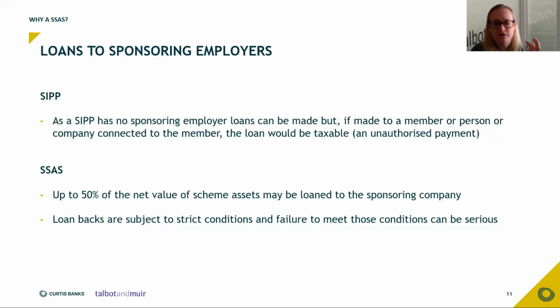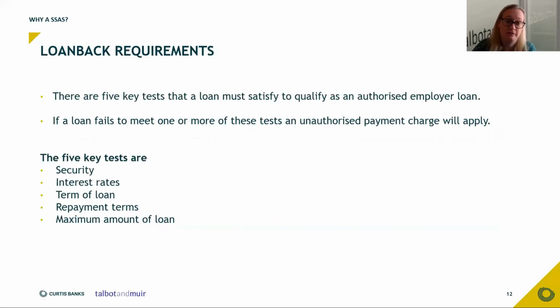Also, loan backs have strict conditions. There are 5 tests that we need to look at, which we're going to go on and have a look at in a bit more detail now. But failure to meet those conditions can be pretty serious. If one of the conditions isn't met, you will end up with an unauthorised payment on your scheme, which we don't want, or your clients won't want. We want to be preventing that. So I mentioned the 5 tests to make sure that the loan is an authorised employer loan.